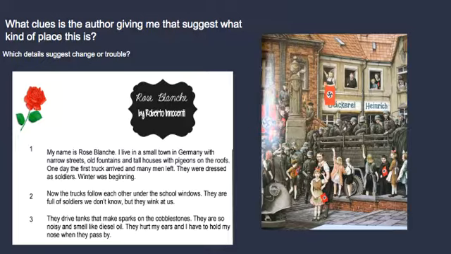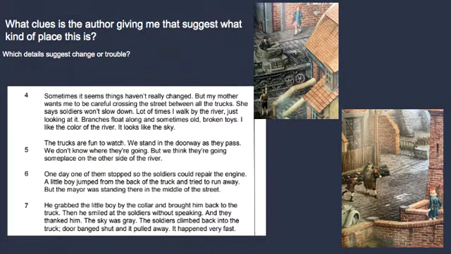Let's try this again with the next section of Rose Blanche. Again, as we're reading this part, I want you to think about the clues that suggest the change or trouble is brewing.